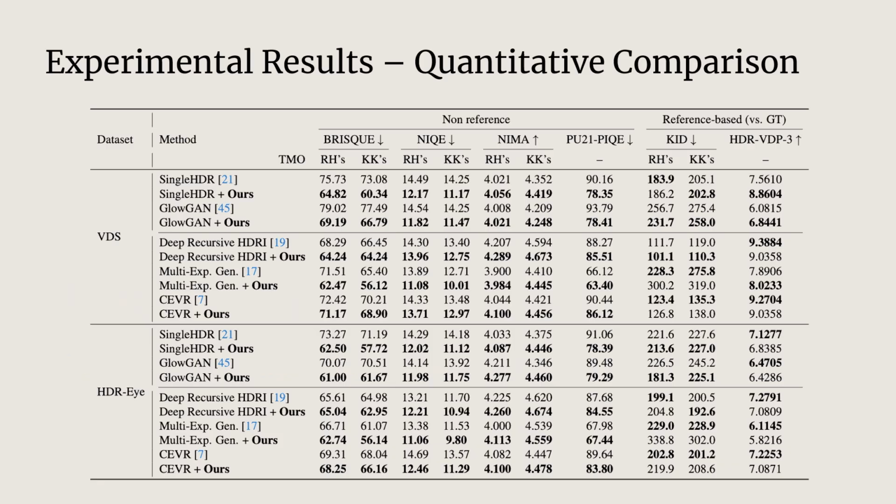Here are our experimental results. The table is organized by baseline methods, such as direct methods, SingleHDR and GlowGAN, and indirect methods, Deep Recursive HDRI, Multiple Exposure Generation, and CEVR. On the left, we have non-reference-based metrics, which assess the inherent quality of the image without needing a ground truth. And on the right-hand side, we have reference-based metrics, specifically KID and HDR-VDP3. Our method outperforms all the baselines in all the non-reference-based metrics.